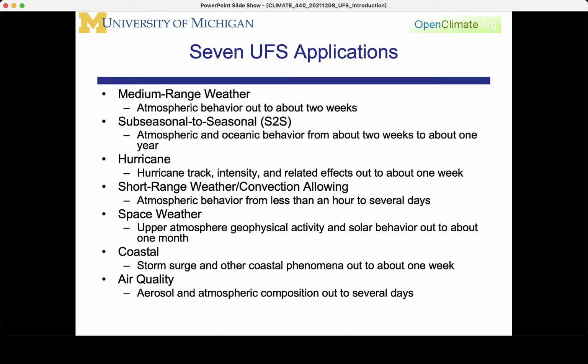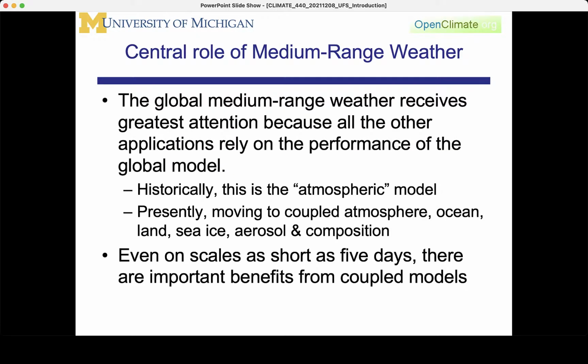After some deliberations, we came up with there being 7 UFS applications: medium range weather, subseasonal to seasonal, hurricane application, short range weather convection allowing application, space weather, coastal, and air quality. The medium range weather application does have a very central role. The global medium-range weather receives the greatest attention because all the other applications rely on the performance of the global model. Historically, this has been the atmospheric model.